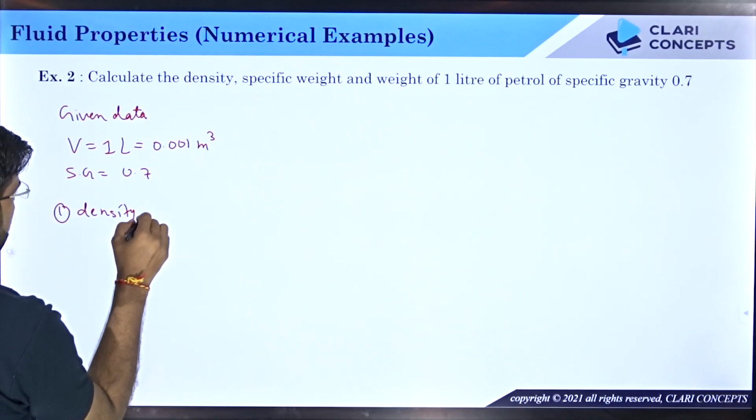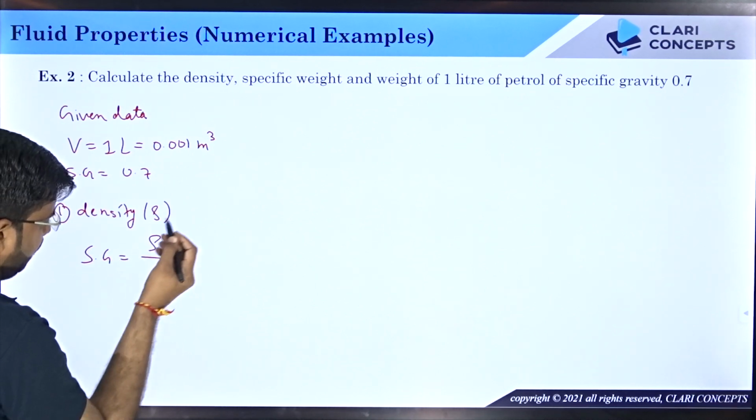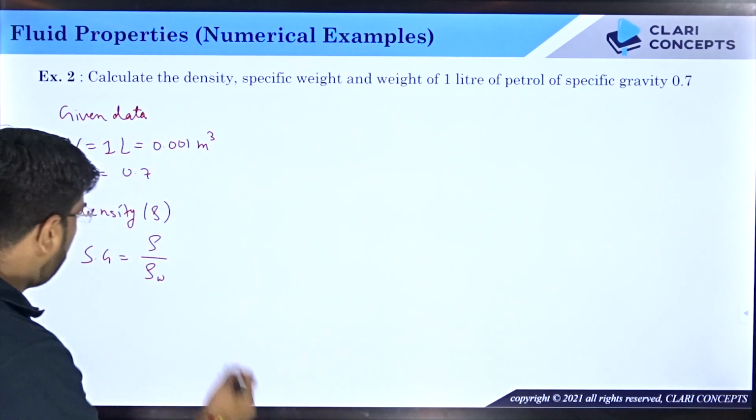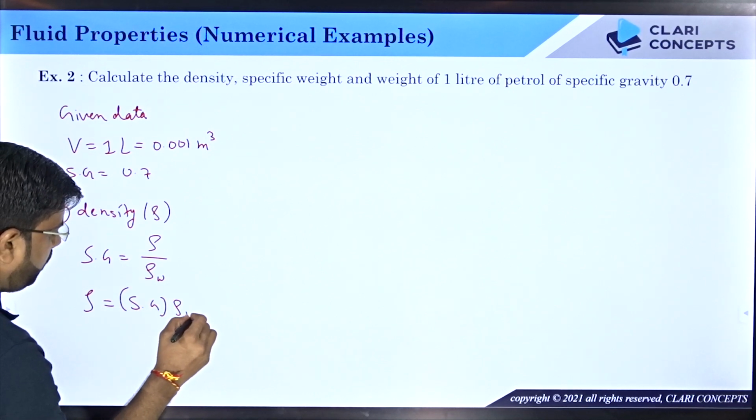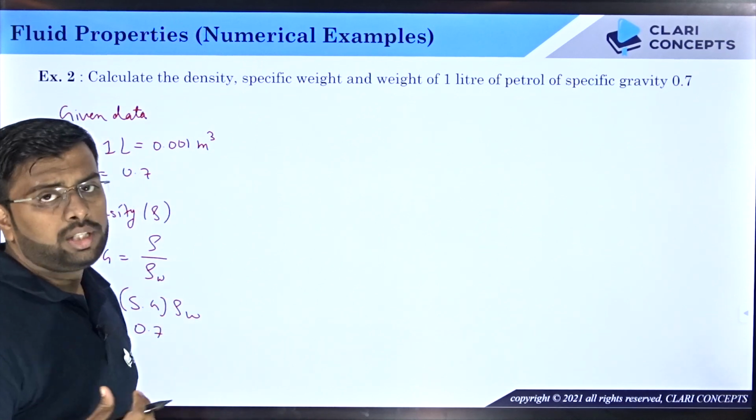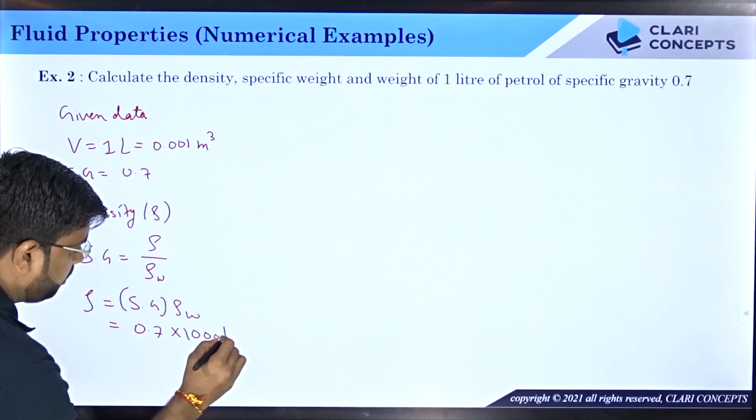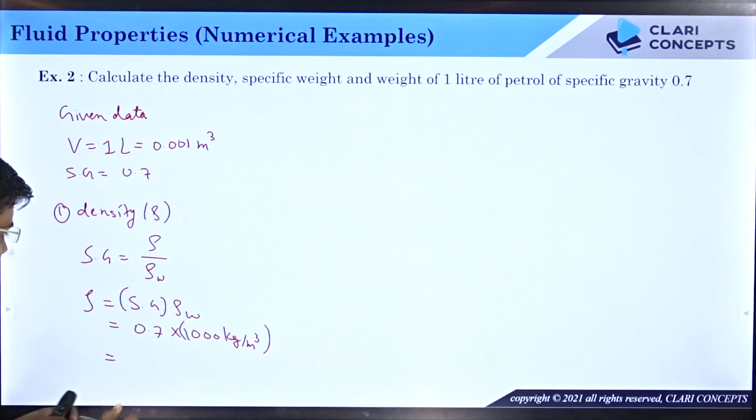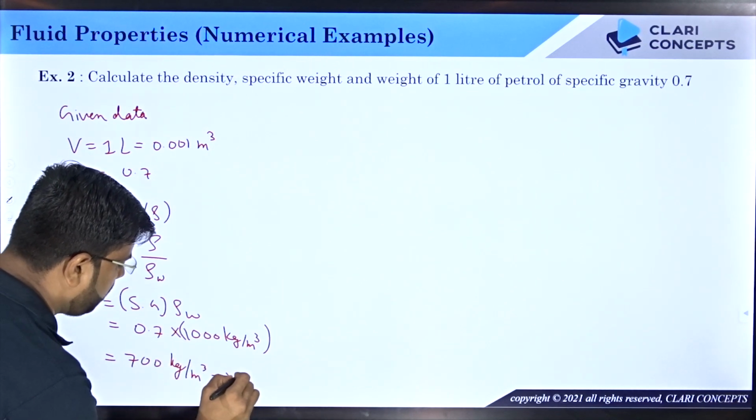Density of oil. You know that if Sg is given to you, that is density of petrol divided by density of water. Why? Because petrol is in liquid form. So if I want to find density of petrol, that is Sg into density of water. Sg is 0.7, given to you. And density of water, normally it is 1000 kg per meter cube. You always have to remember this, because many times in numericals you will not be given this. If you do the multiplication, you will get 700 kg per meter cube. This is answer number 1.